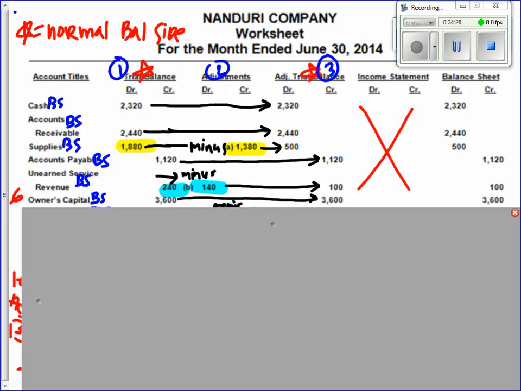So if you feel comfortable, lines 1 through 6 under the income statement, cross them off. You don't need them. You don't need the debit column. You don't need the credit column. Because cash, AR, supplies, AP, unearned service revenue, and capital are all balance sheet accounts. So again, you can star these two because these are all based on the number goes where the normal balance goes. So if it was a debit on the adjusted trial balance, it's going to be a debit over here. If it was a credit on the adjusted trial balance, it's going to be a credit over there.